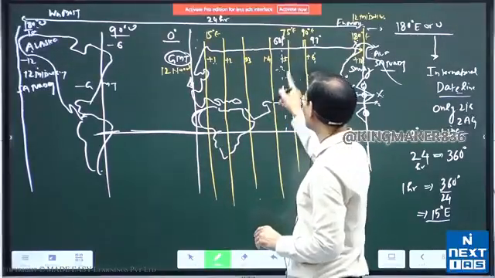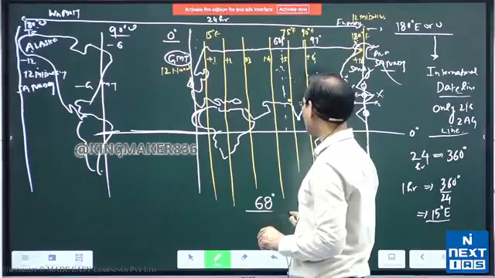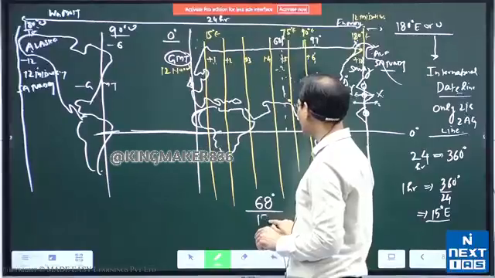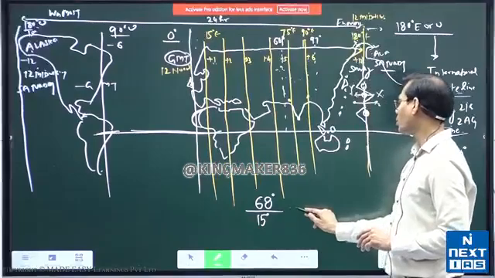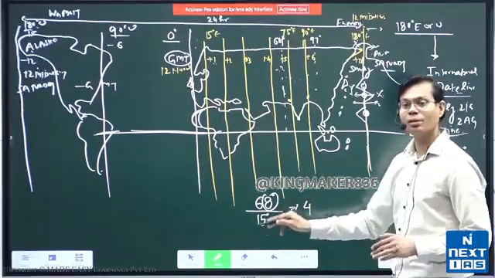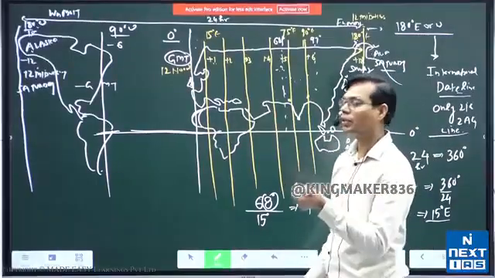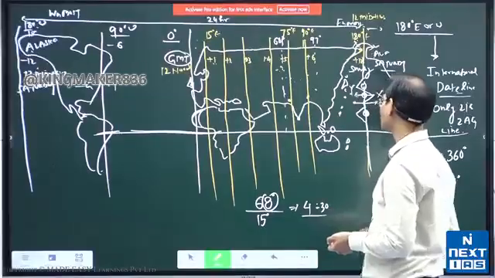You have to divide longitude by which number? Suppose 68 degree, Gujarat. You have to divide by how many degrees? 15 degree, 1 hour. Then 60 degree, how many hours? 4 hours completely. 8 degree is nothing but half of the 15, 7.5, half of the 15. It will be half an hour. So 4 hours 30 minutes.